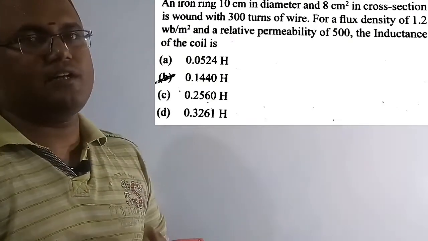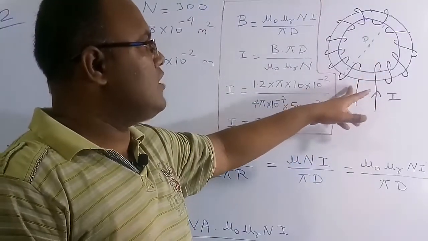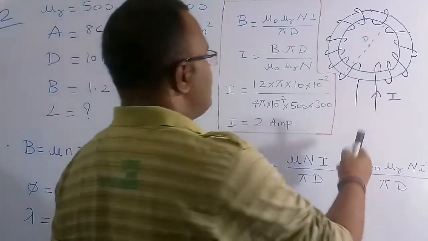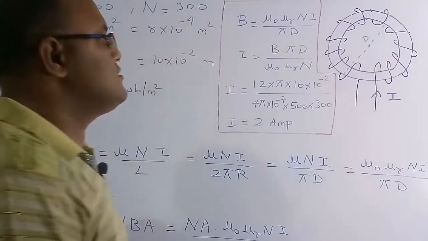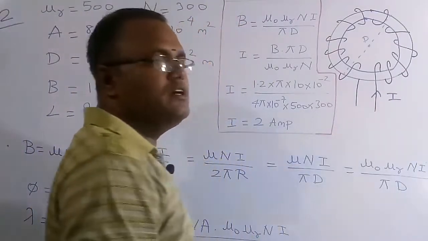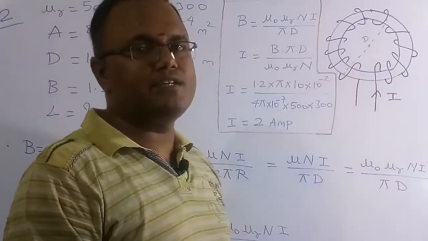So let's solve this numerical. Basically, in this question they are given an iron ring. This is the iron ring. On this iron ring they are going to wind the coil, and the number of turns of this coil is given, which is 300 turns. Now suppose I pass some amount of current I. Because of this current I, whenever a current passes in a wire, it is going to produce a magnetic field.